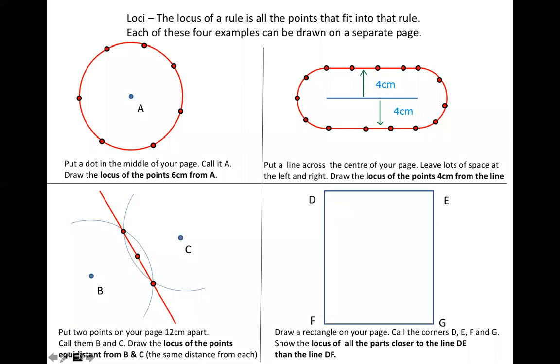Okay, let's see the last one. I have a rectangle and I have D, E, F, G as the corners. So I want the locus of all points closer to line DE than DF. Basically, possible points of all the points, listen carefully, closer to the line DE than the line DF.